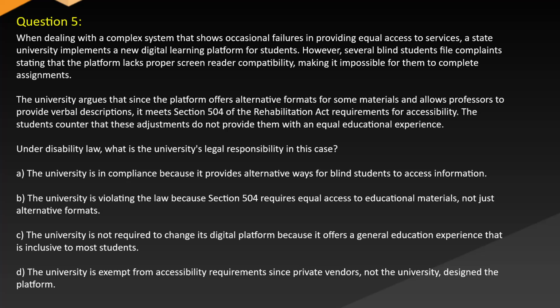A. The university is in compliance because it provides alternative ways for blind students to access information. B. The university is violating the law because Section 504 requires equal access to educational materials, not just alternative formats. C. The university is not required to change its digital platform because it offers a general education experience that is inclusive to most students. D. The university is exempt from accessibility requirements since private vendors, not the university, designed the platform.